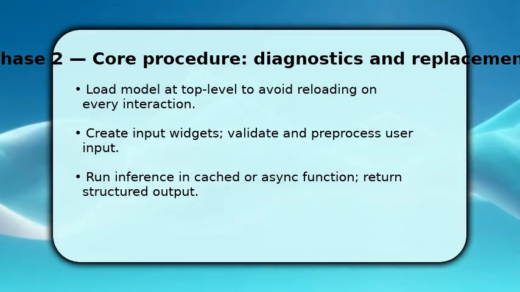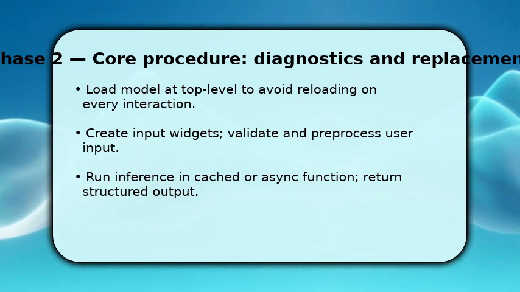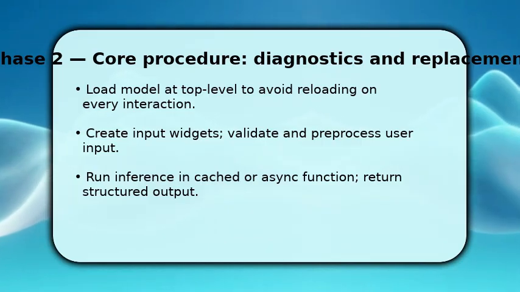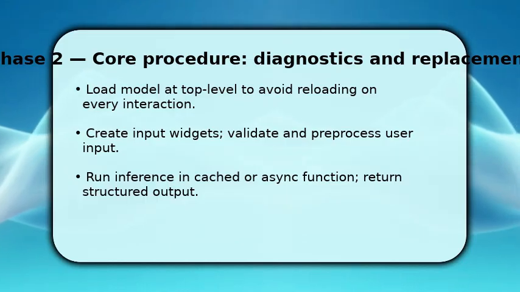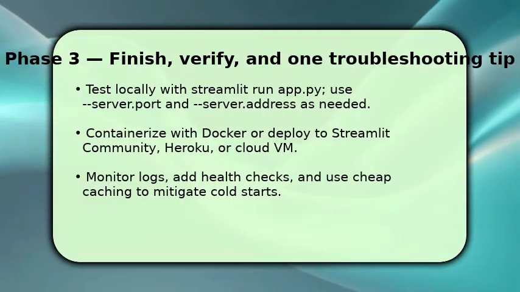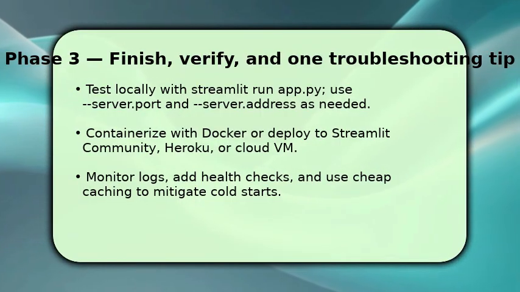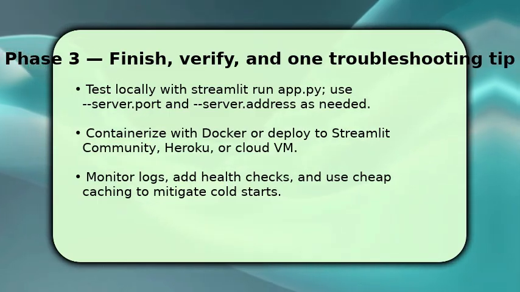Then call your inference function, ideally wrapped in st.cache_data or an async coroutine, and format results as JSON-like dicts or readable metrics for the UI. Finish by polishing the UI, adding loading indicators, and extensive local tests using streamlit run app.py. Once stable, containerize with a small Dockerfile or push to Streamlit Community or your cloud provider.